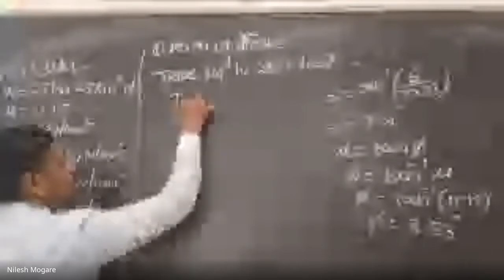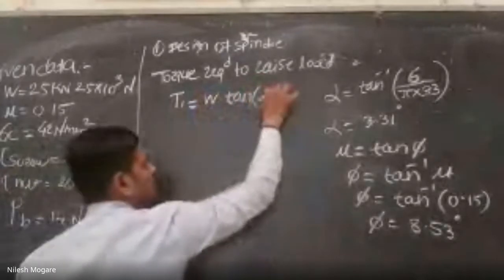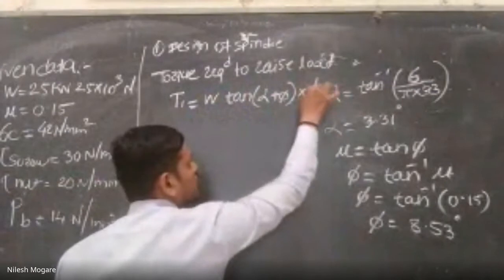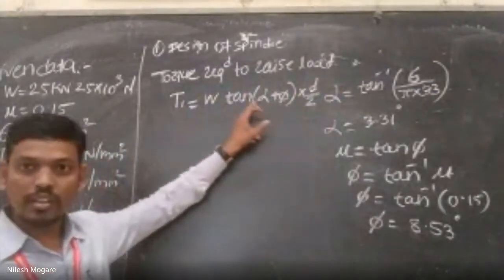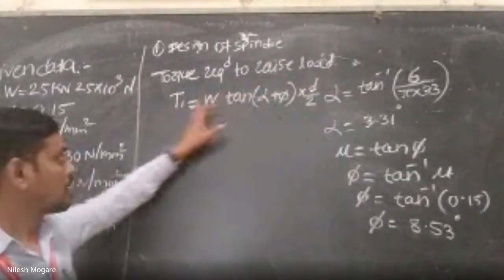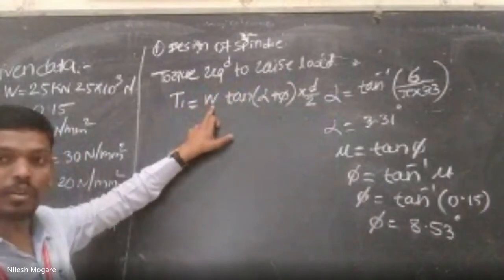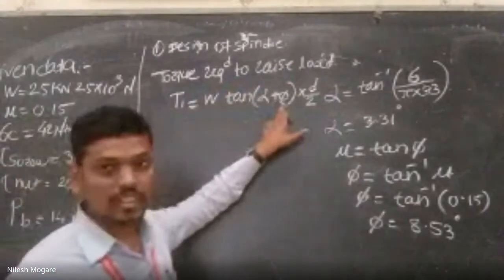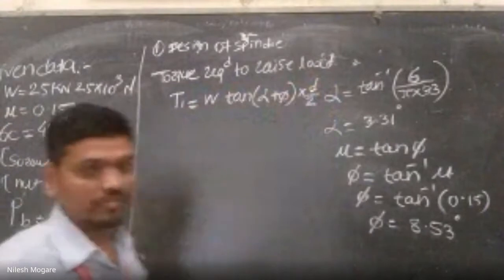T1 is equals to W tan of alpha plus phi into d by 2. So this is the torque equation to raise the load. T1, that means the torque required to raise load. W is nothing but load. Alpha is nothing but helix angle. Phi is nothing but friction angle. And D is nothing but mean diameter.